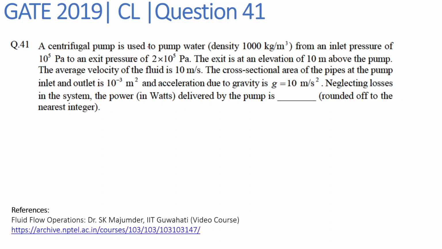A centrifugal pump is used to pump water, density 1000 kg per meter cube, from an inlet pressure of 10 raised to 5 Pascal to an exit pressure of 2 into 10 raised to 5 Pascal. The exit is at an elevation of 10 meter above the pump. The average velocity of the fluid is 10 meter per second. The cross-sectional area of the pipes at the pump inlet and outlet is 10 raised to minus 3 meter square, and the acceleration due to gravity is g equal to 10 meter per second square. Neglecting the losses in the system, the power in watts delivered by the pump is dash, rounded off to nearest integer.